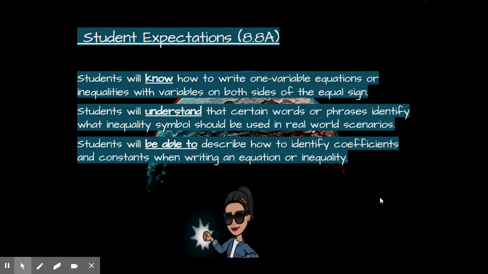You're going to know how to write one variable equations or inequalities with variables on both sides of an equal sign. You're going to understand certain words or phrases that identify what an inequality symbol should be used in the real world scenario. You will be able to describe how to identify coefficients and constants when writing any equation or inequality. So those are our expectations for today.